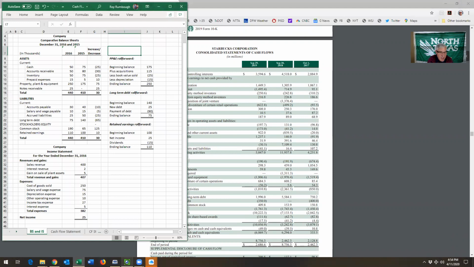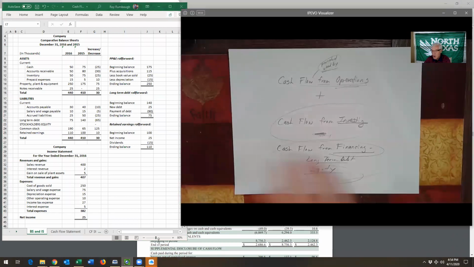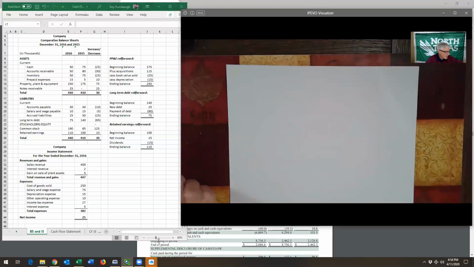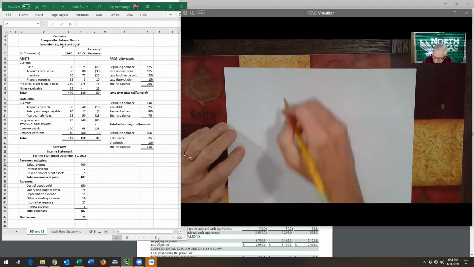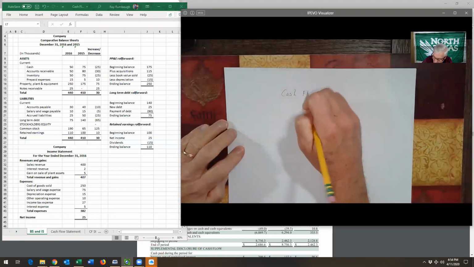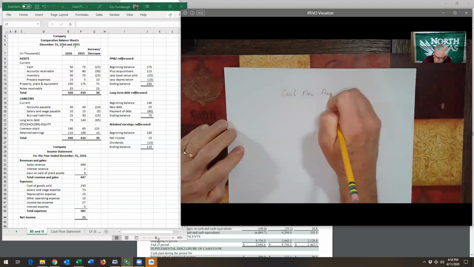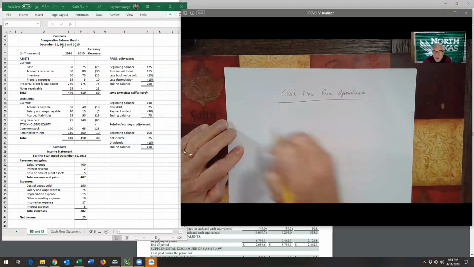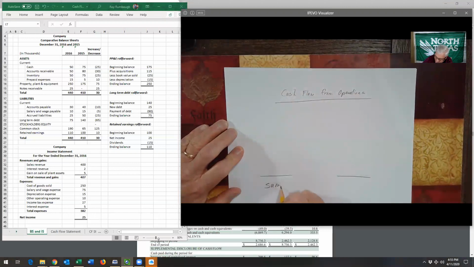So let's get back. The last thing I'm going to do here, I'm going to do a cash flow statement. Now, one thing before I get started here, let's talk about cash flow from operations. There's two ways to do it. Same answer on both ways. Let's start there. It's the same answer. Whatever that answer is, it's the same answer.